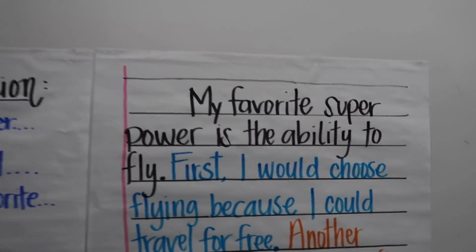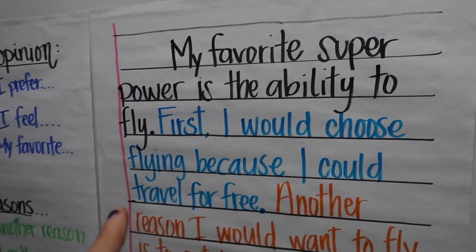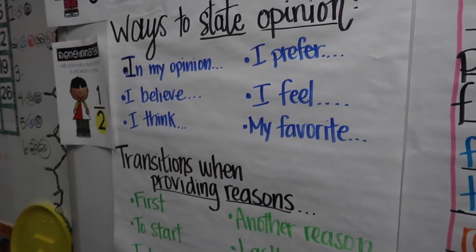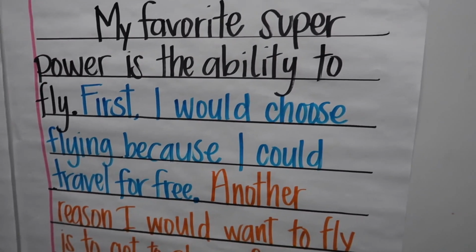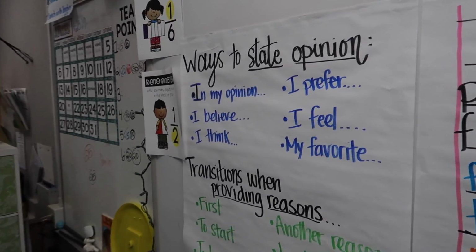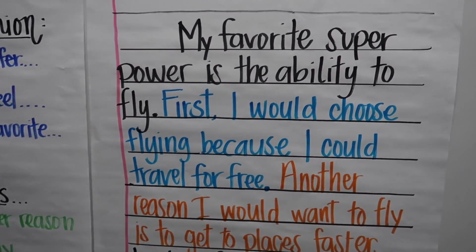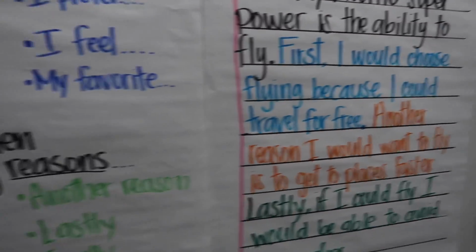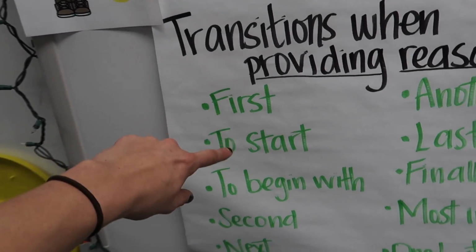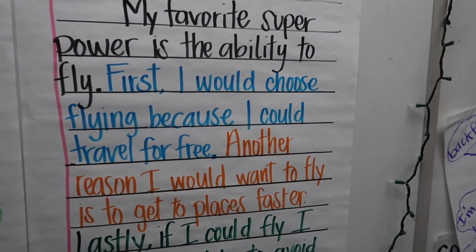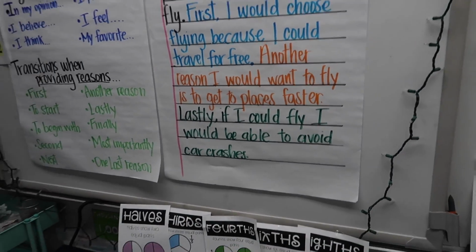First, I had them write their statement using any one of these that they liked. So we did not all have the same sentence. I said, my favorite superpower is the ability to fly. They all came up with different sentences, and then we moved on. First, I would choose flying because I could travel for free. So they did the same thing, but they could use first to start, begin with, one reason, and we followed that all the way until we listed all three of our reasons.